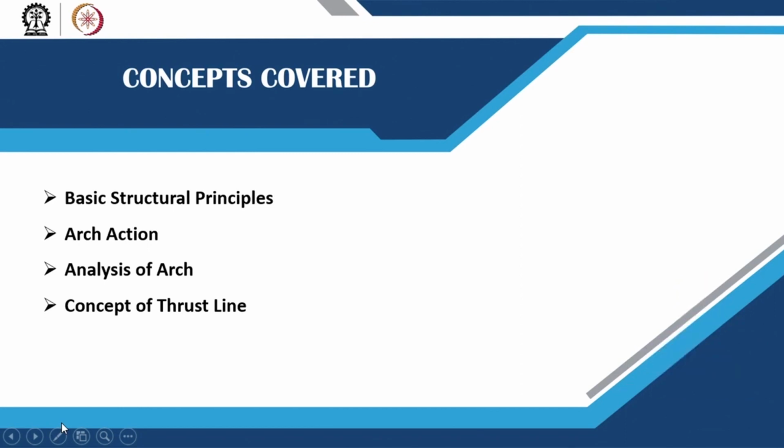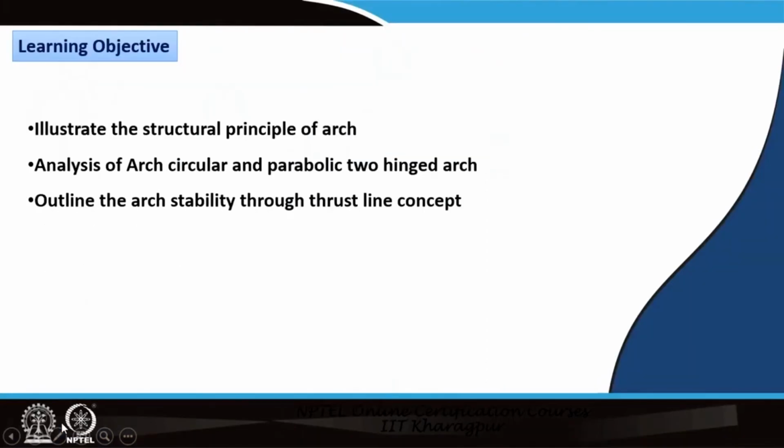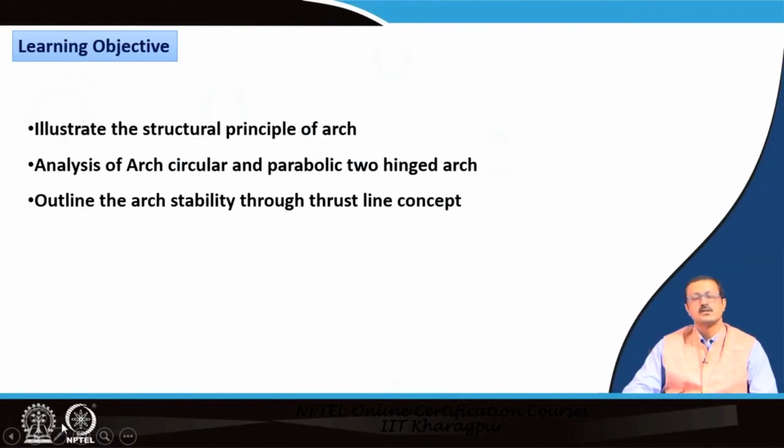After we understand the arch action and the structural principle, we will try to analyze the arch, and then we will discuss another very important thing, that is the concept of thrust line in the arch. So, our learning objective will be to illustrate the structural principle, as I told, and to analyze the circular arch and the parabolic arch of 2 hinge, and the parabolic arch of the fixed type also.